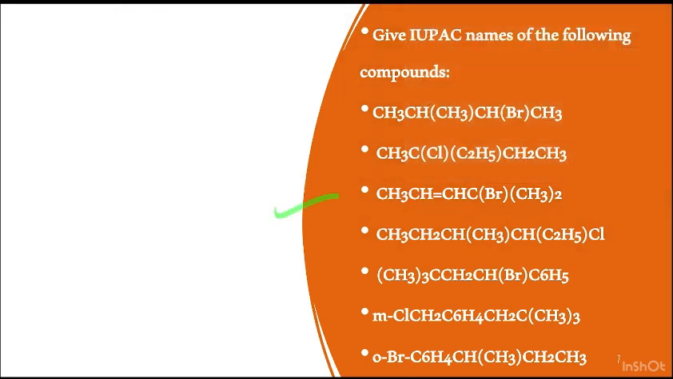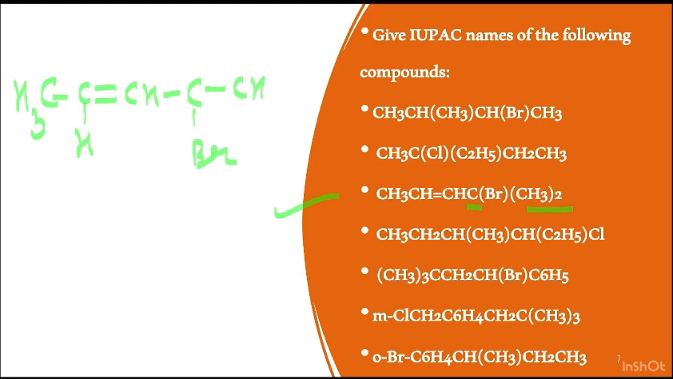Third example, you have CH3, then you have CH, double bond, another CH, and then you have one more carbon, and this carbon is having Br, and this carbon is having 2 methyl groups, so they would be like this. When I write the name, I have to be careful that carbons which are involved in the double bond are a part of the main chain. So I hope you can see it clearly that from where to number.